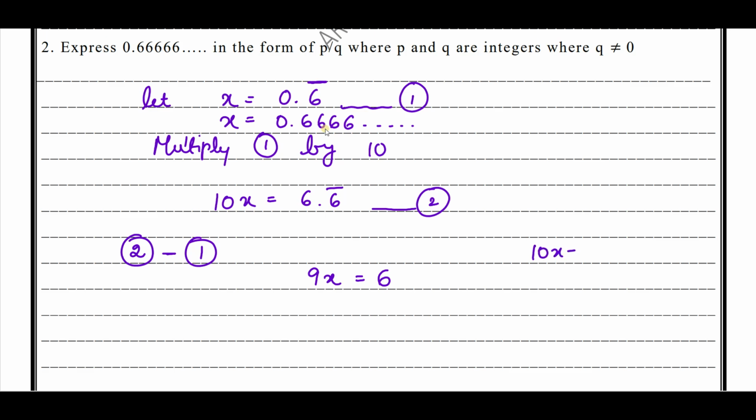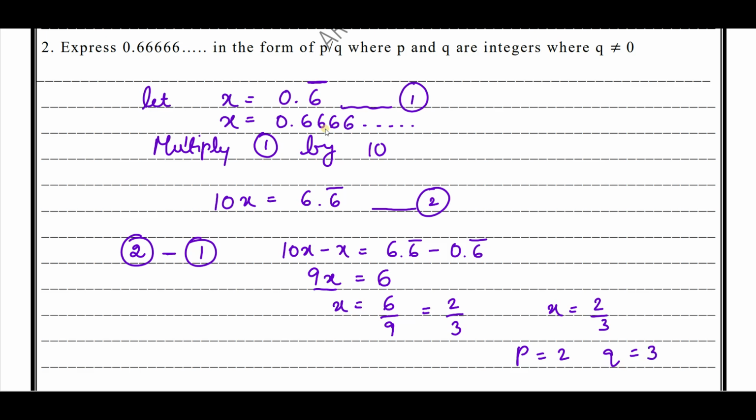10x minus x equals 6.6 recurring minus 0.6 recurring. 10x minus x is 9x. 6.6 recurring minus 0.6 recurring, you get 6. So therefore x equals 6 by 9. 3 2s are 6, 3 3s are 9. Therefore x equals what? 2 by 3, where p equals 2, q equals what? 3.